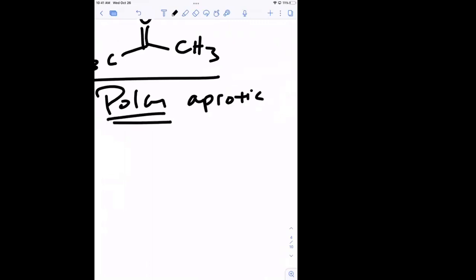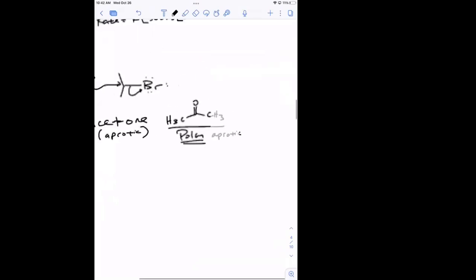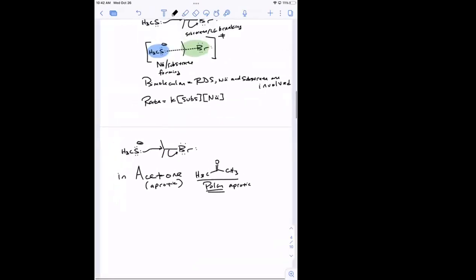The polar part is good too, because remember in the transition state, the nucleophile is negative and the leaving group is going to be negative when it leaves. So the overall charge is negative. So everything has a charge. So polar solvents are good because they help to minimize the charge.